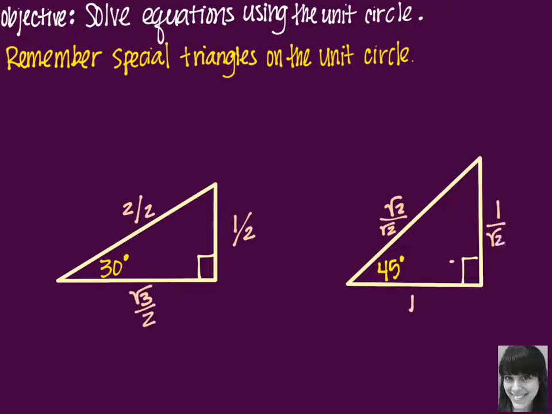The only problem is that we don't like radicals in the denominator's place. So if we multiply the denominator and the numerator by square root of 2, we get square root of 2 over 2 as our sides. Okay, so keep these in mind when we're going through these next problems because you'll need to know them in order to solve these problems.